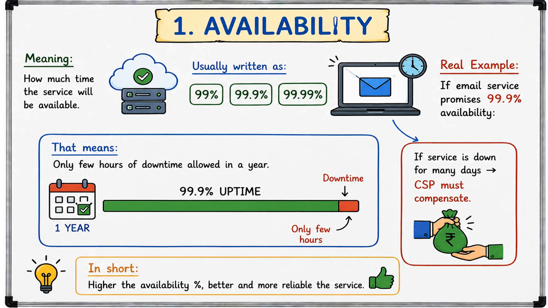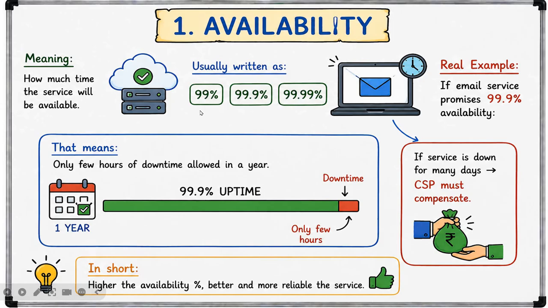Availability tells us how often the cloud service is working and accessible. In simple words, you can say that out of the total time, how much time the service is actually working. That is nothing but the availability. Suppose if a service is available all the time, it is high availability. If it frequently stops, then it is low availability. So, customers expect services like email, banking, websites to be available anytime they need.